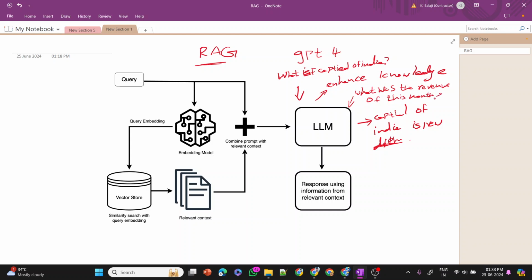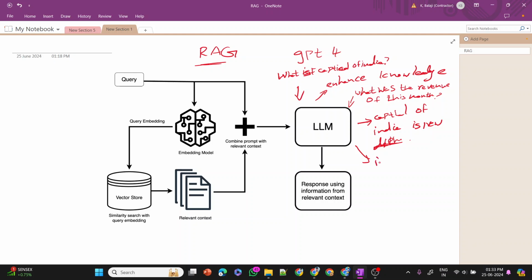We ask this question about the revenue of this month of our company, but the LLM does not answer correctly, because this is personalized data of our company, stored in our personalized database. The LLM is not trained on this data. So whenever we ask these kinds of business questions, the LLM will answer, but the answer is irrelevant.